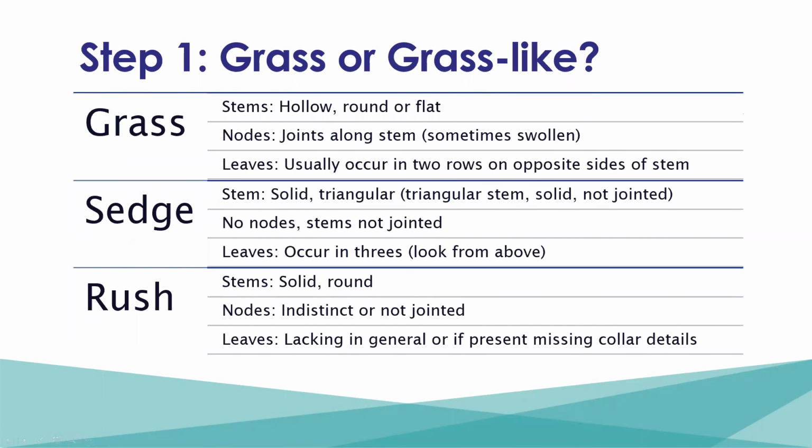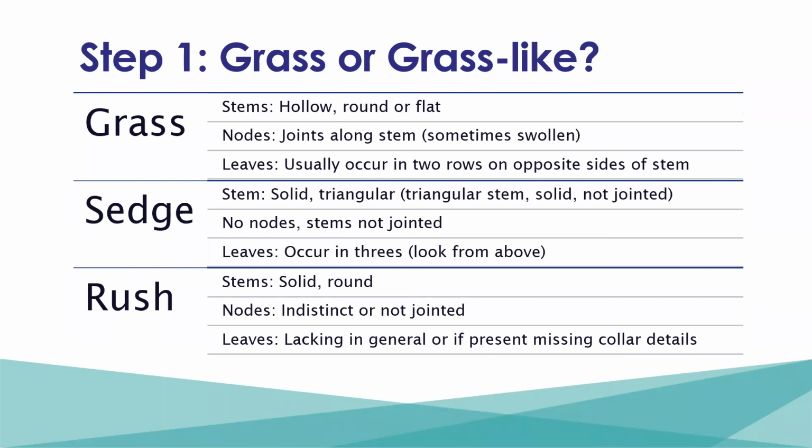All right, so the first step in identifying a grass is to make sure that we actually have a grass, because there's a lot of plants that look like grasses that aren't. So grasses have a hollow stem. You will also find nodes. These are joints along that central stem that kind of stand out. And the leaves come out in opposite rows along the stem. Whereas if you have a sedge, it's going to have a solid stem and it's going to feel triangular, kind of clunky when you roll it between your fingers. You won't have those nodes and the leaves are going to occur in threes.